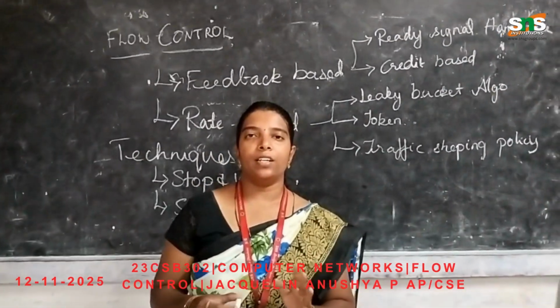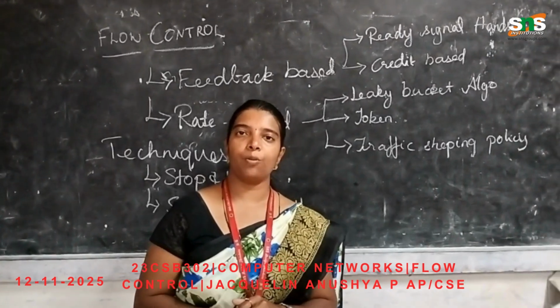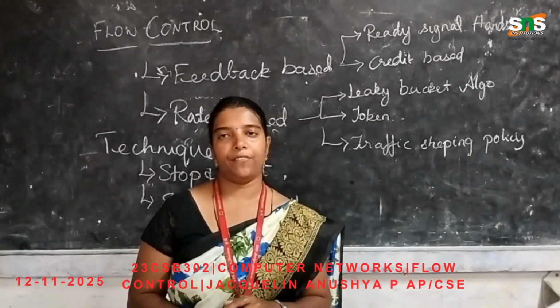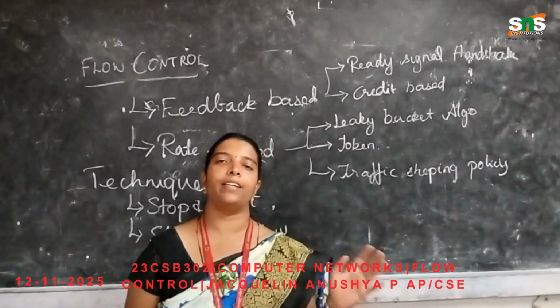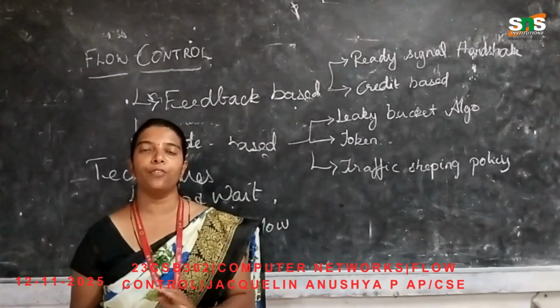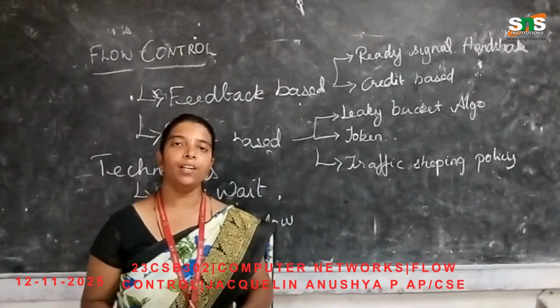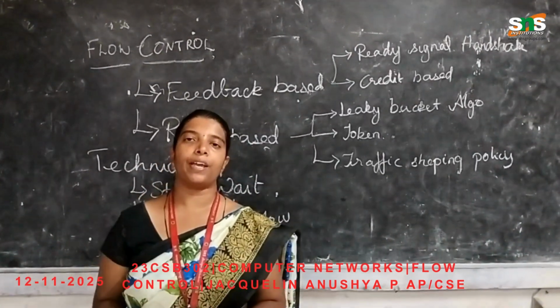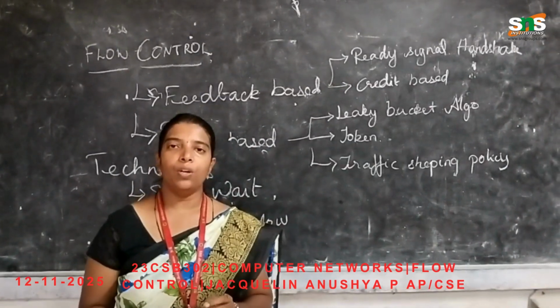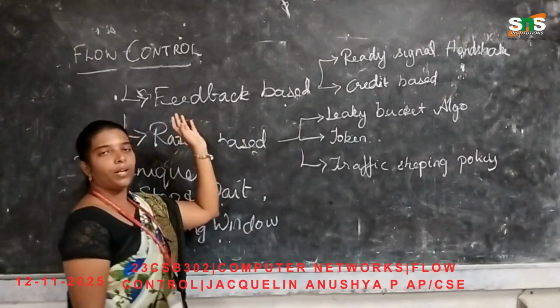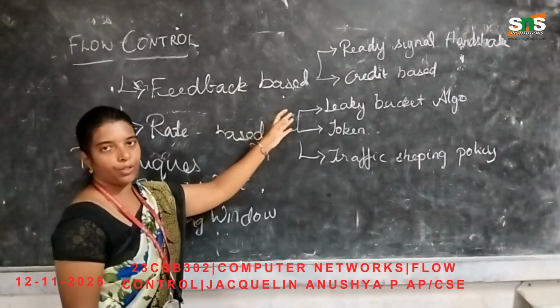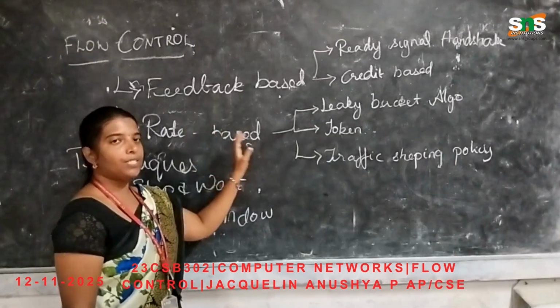Good evening all. In today's video we are going to discuss what flow control is. We discussed error correction and error detection in the data link layer in the last class. So what is flow control? Flow control is a design used to send data packets from a sender to a receiver side. In flow control we have two types: one is feedback based flow control and the next is rate based flow control.